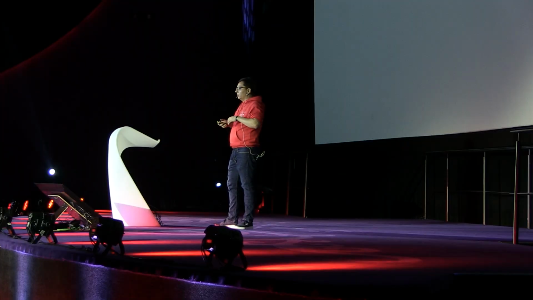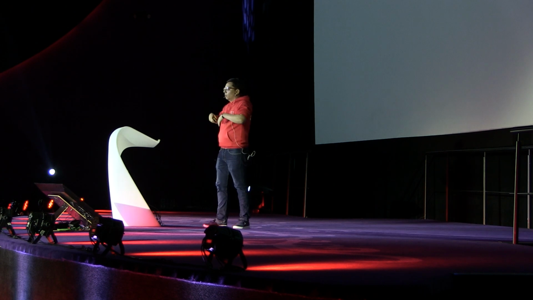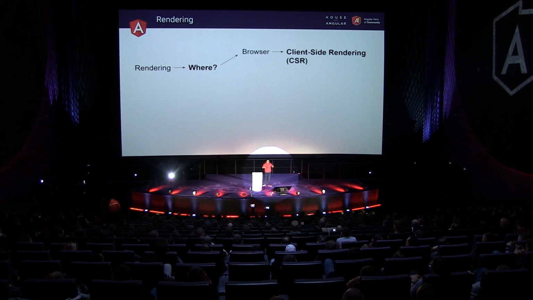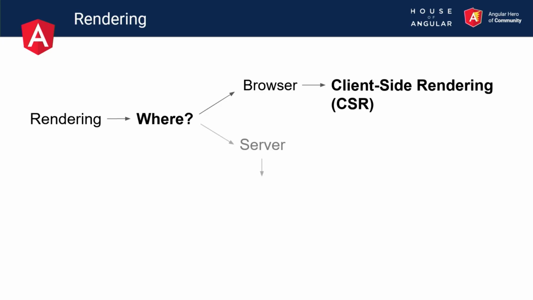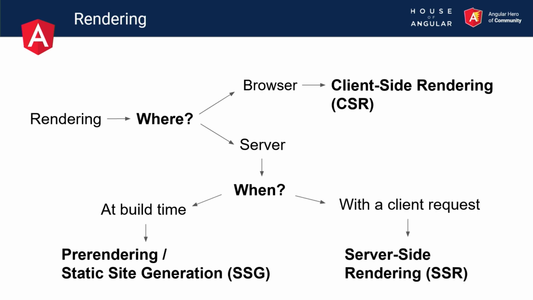Okay, so now if we understand those two places, we can start to classify rendering. First helper question: where? If it's in the browser, then it's called client-side rendering, CSR. If it's on the server, then there is yet another helper question: when does it happen? If it happens at build time, it's called pre-rendering or static site generation, SSG is the acronym. If it happens with a client request, then it's called server-side rendering, SSR. And this is Angular-specific terminology. Some other frameworks can name things a little bit differently.